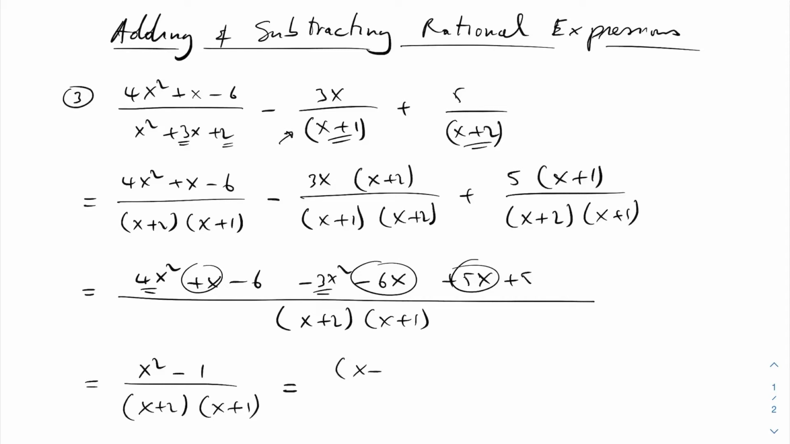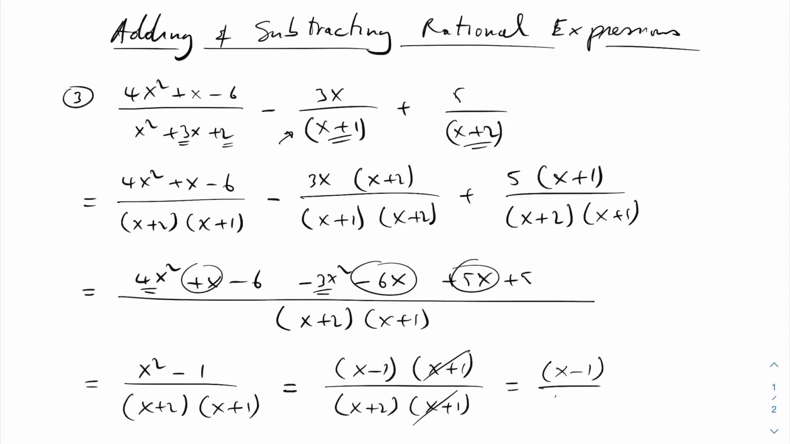And so we're going to have the numerator here as a difference of squares. And so that's going to be (x - 1)(x + 1) divided by (x + 2)(x + 1). Simplifying out the x + 1 is going to be leaving us with (x - 1) divided by (x + 2). And that is going to be it for this particular one and this particular note.